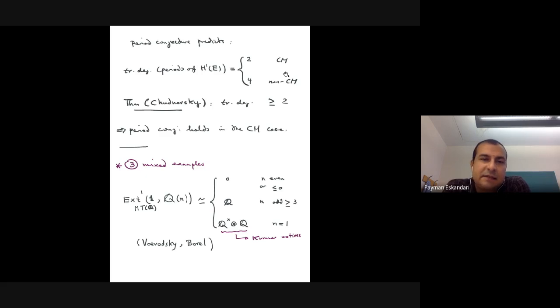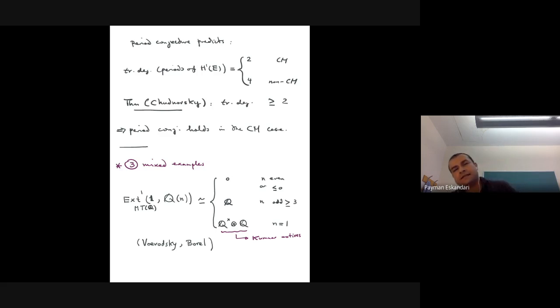Now, in this case, there's a theorem of Chudnovsky proved by transcendental methods that says that the transcendence degree of the periods of an elliptic curve over Q bar is at least 2. So putting this together with the fact that I said the upper bound portion was easy to prove, you see that Chudnovsky's theorem implies that the period conjecture holds in the CM case. The transcendence degree in the CM case is actually equal to 2. In the non-CM case, the period conjecture is open.